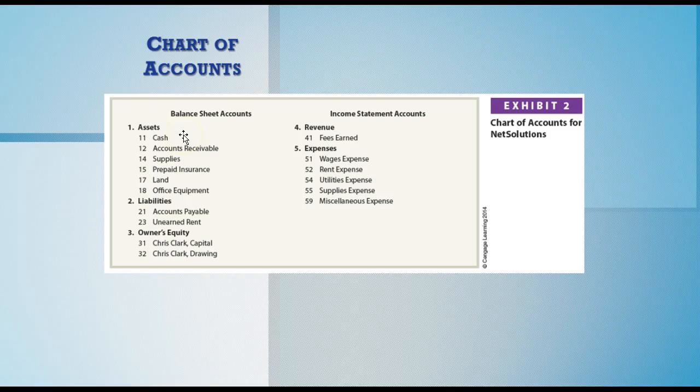Now, assets are usually in the 100 or the tens area. You'll notice the numbers to the side. Liabilities are in the 2s, 20s, or 200 area, even 2,000 area. Owner's equity will be numbered in 3 or 30 or 300 or 3,000. And then revenues and expenses will follow that with a 4 and a 5.